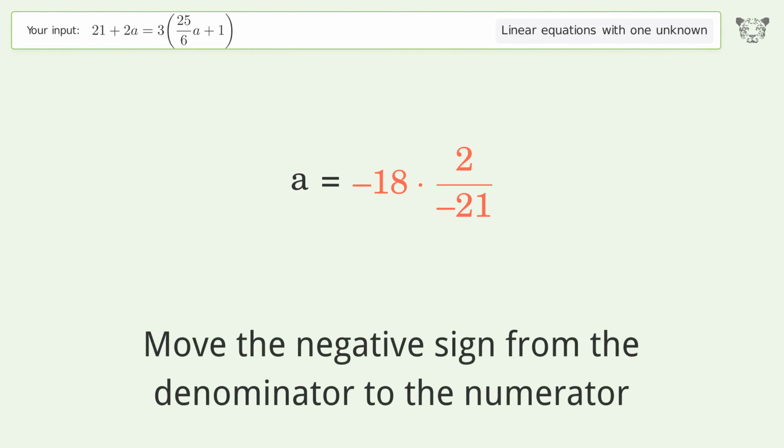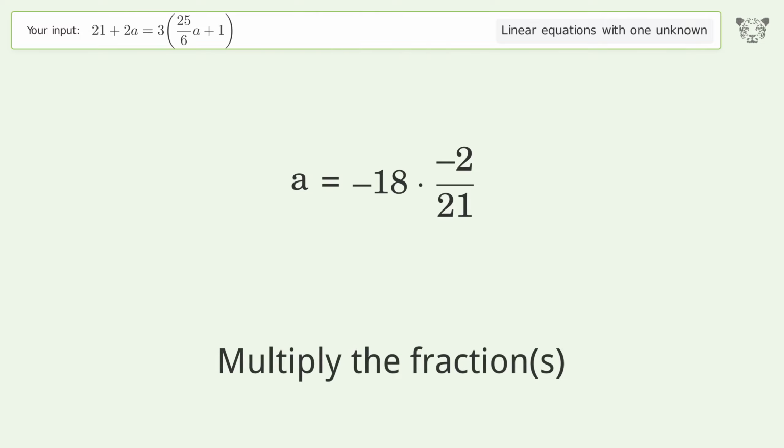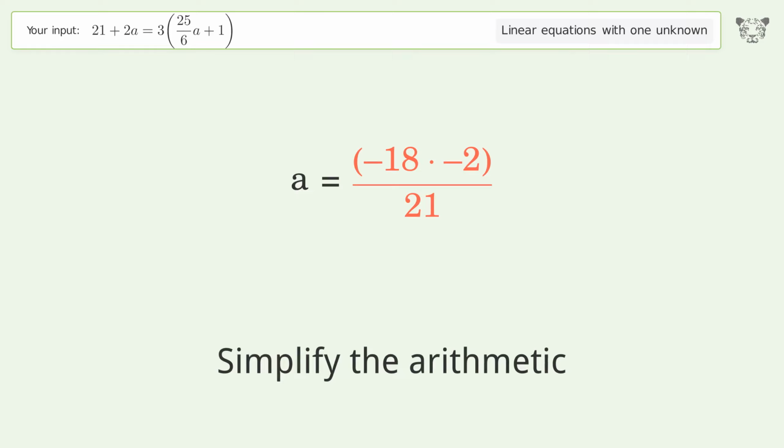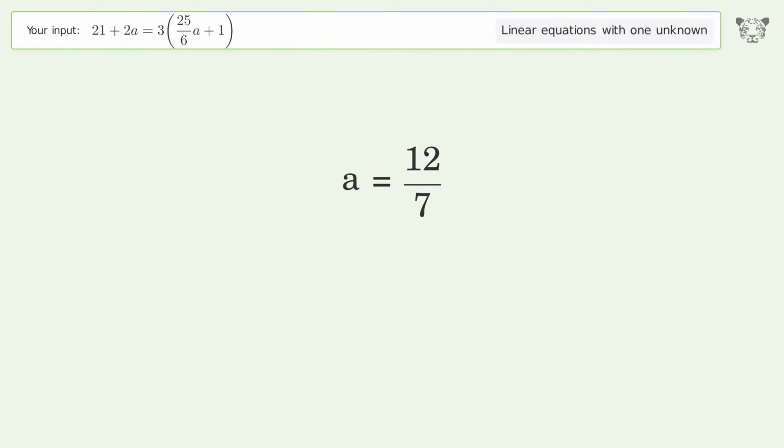Move the negative sign from the denominator to the numerator. Multiply the fractions. Simplify the arithmetic. And so the final result is a equals 12/7.